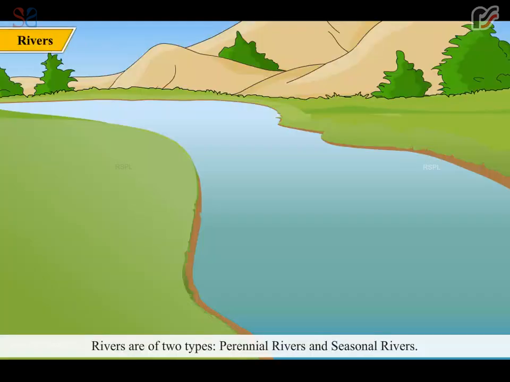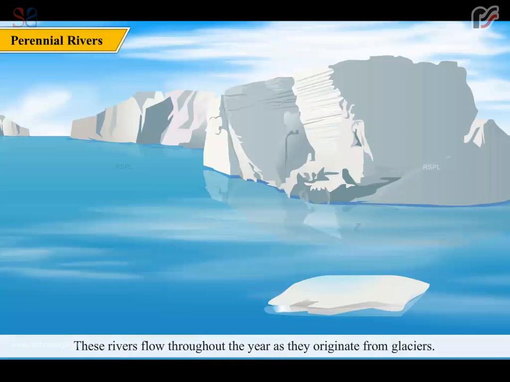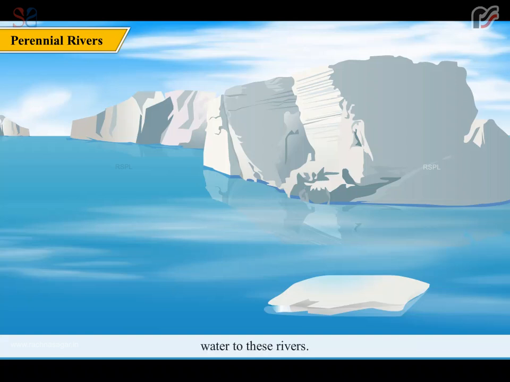Rivers are of 2 types, perennial rivers and seasonal rivers. Perennial rivers flow throughout the year as they originate from glaciers. The Himalayan rivers are perennial. The glaciers and ice sheets found on high mountains provide water to these rivers.